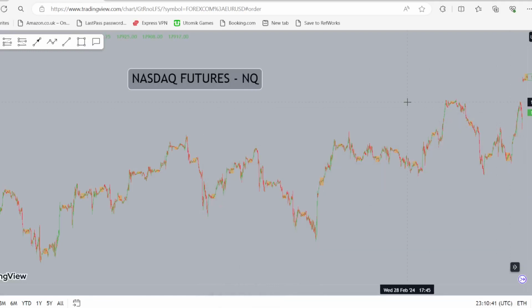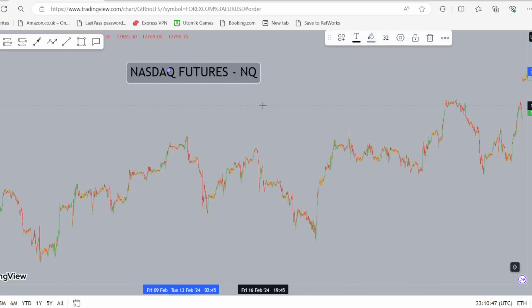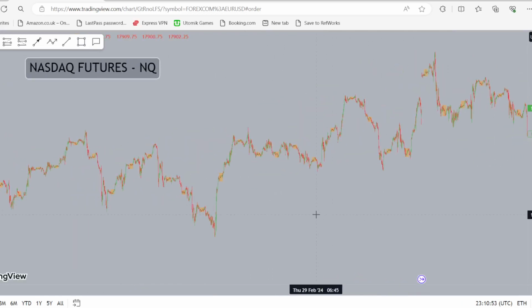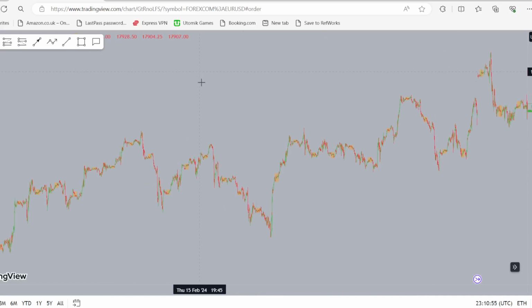Okay, traders, welcome back. Here we have the NASDAQ Futures in front of us. So the futures market for the NQ, or simply the NASDAQ, right? Here's a 15-minute chart that I'm going to be starting on. This is going to be a case study of how I'm looking at the NASDAQ or the NQ Futures, right?